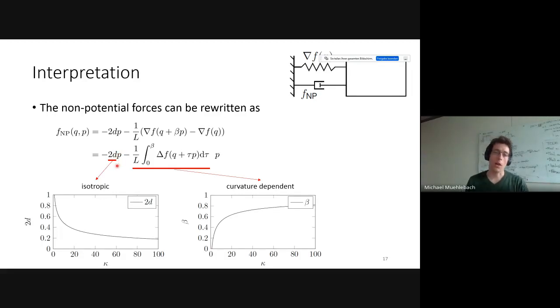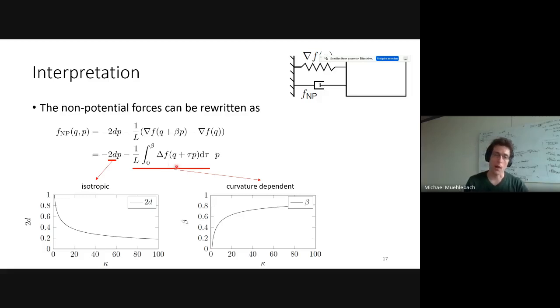I call that isotropic damping because it's the same across all dimensions. It's the same constant that is applied across all dimensions. And the second part here is the Hessian, so that's the second derivative of f. I write delta here for that. So that's a local average over the Hessian of the function f, which is essentially the local curvature.